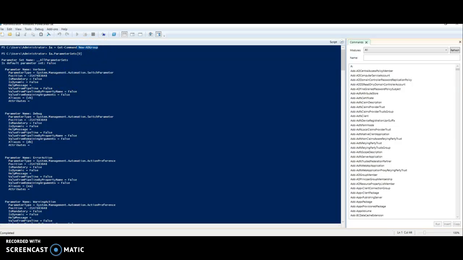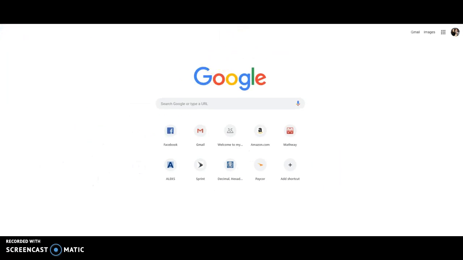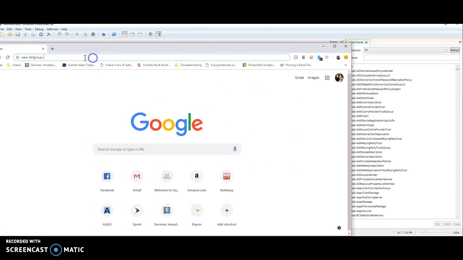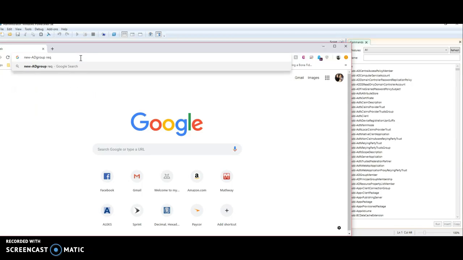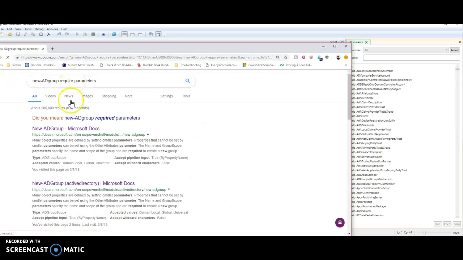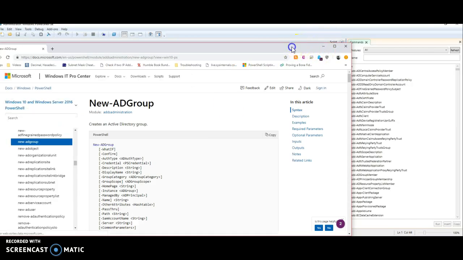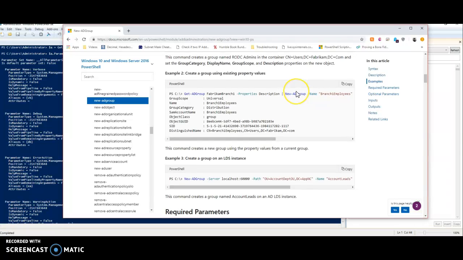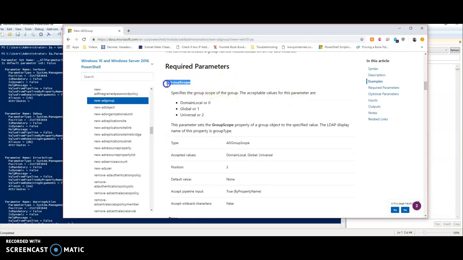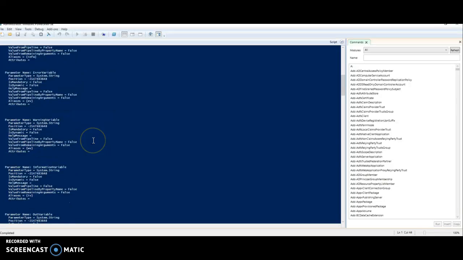So I went to new add group policy. I'll show it to you. I did some research about it. See, required parameters. Okay, required parameters. Yeah, we saw that group scope was a required parameter.